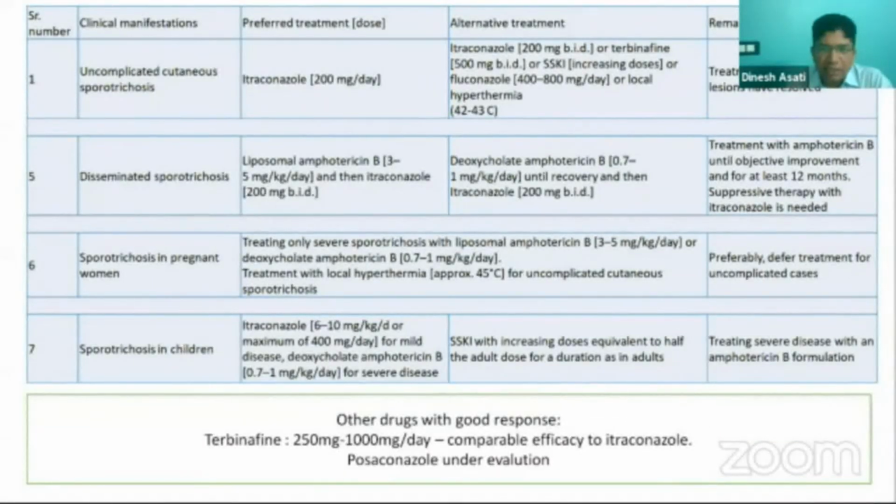Luckily it responds mostly to itraconazole. Sometimes we add saturated solution of potassium iodide also, but mostly it responds to itraconazole. Sometimes we give other agents in resistant cases. Even in disseminated sporotrichosis, we observed that itraconazole can give a complete cure also, but it has to be taken for a sufficient length of time, maybe 6 months or more.